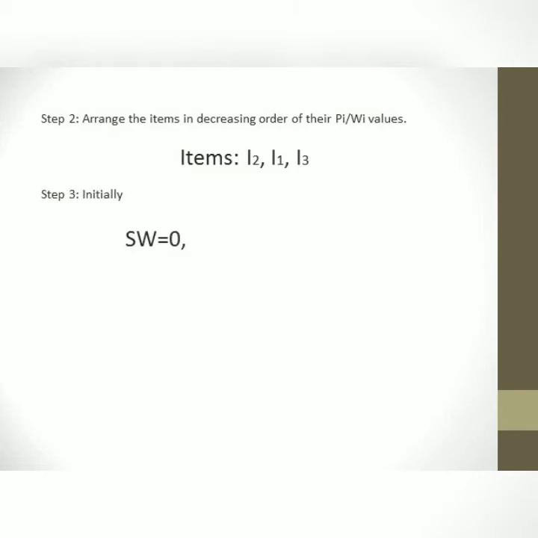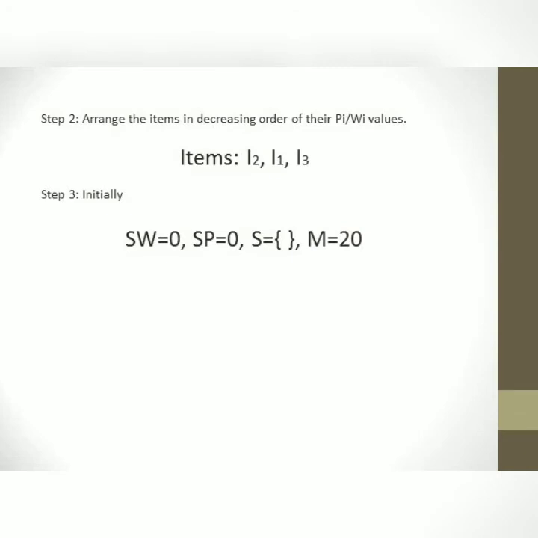Once this is done, we can start filling up the knapsack. Initially, we initialize some variables to 0. SW is the weight of the sack, and SP is the profit of the sack. Initially, we haven't added any items yet, so the profit is also 0, and since the sack is empty, we have an empty set. And M is the capacity of the knapsack.